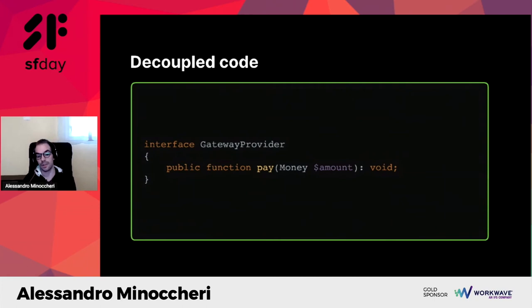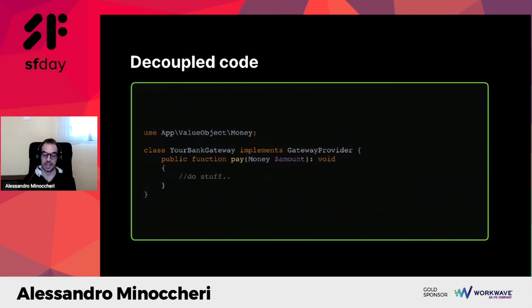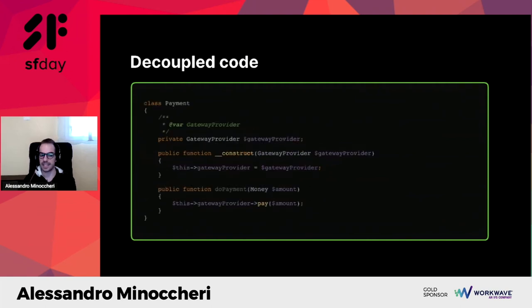And now you can create your bank gateway service that implements that interface with a method pay. And inside your payment service, you are using the dependency injection, injecting the interface, not the implementation directly. And inside the doPayment method, you are calling the pay method of your service. Now, if you would like to replace that service, you have to change the configuration, for example, not this class, okay, or business logic.